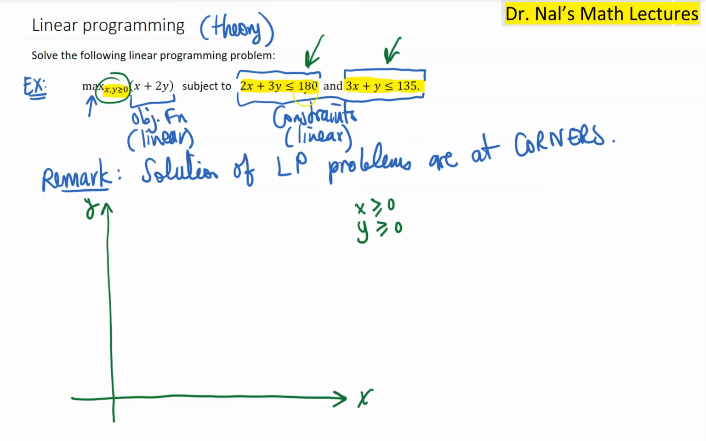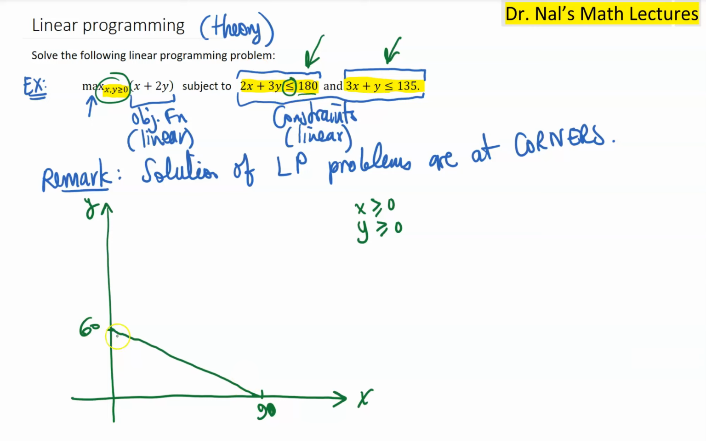And 2x plus 3y is equal to 180. If you draw that line, less than or equal to 180, it will hit the x-axis at 90 and the y-axis at 60. So maybe 60 here, and 90 there, and I will go ahead and draw the line. There you go. So that is the first constraint.